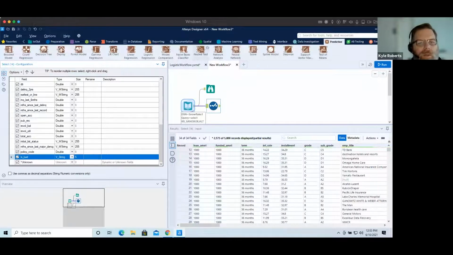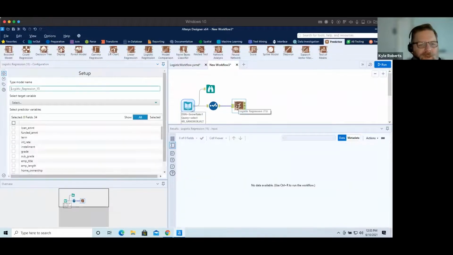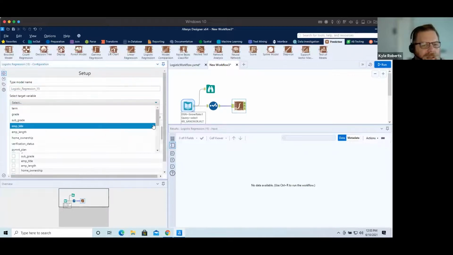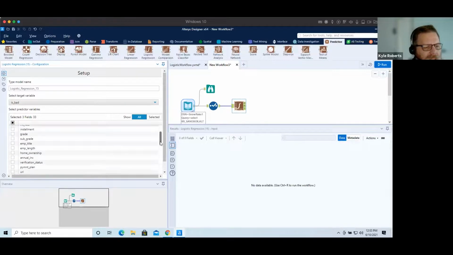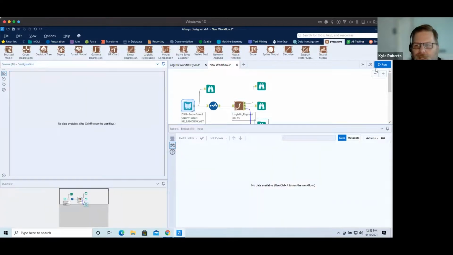So I'm going to pull in logistic regression, and I'm going to go pretty quick through this because I want to make sure that we have time to talk about how we would then score data. So I want that prediction to be is bad, and we're going to use how much they want, the funded amount. The term, this is a string, but that's okay because there are only two options on it, 36 months or 60 months. So I am going to include that. And then let's include annual income. Okay, so let's include those. We'll add all of our browses and we'll let that run.